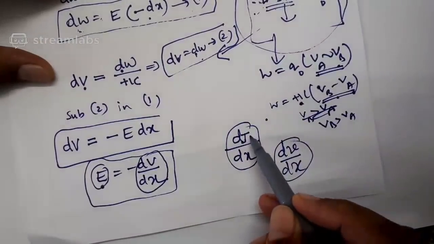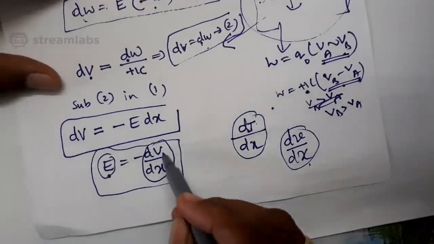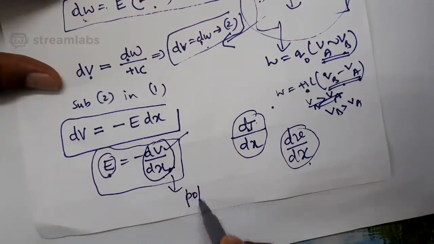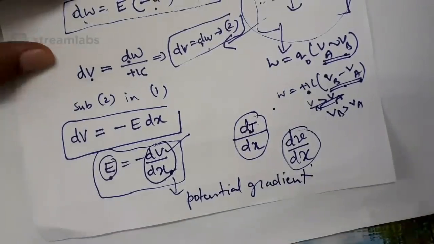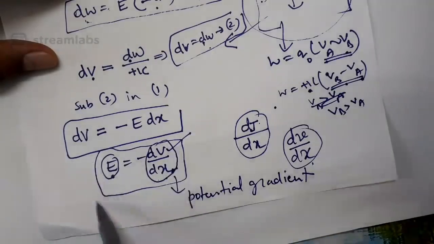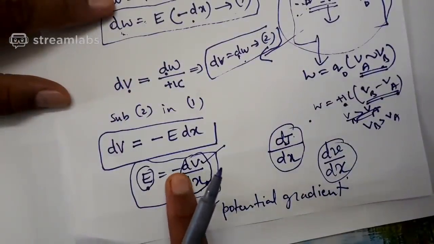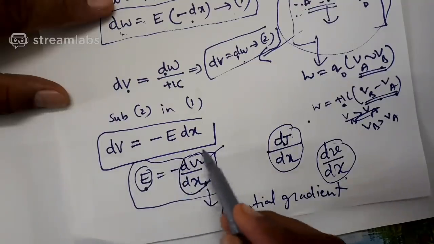Similarly, see, temperature gradient is a change in temperature with the distance. Velocity gradient is a change in velocity with the distance. Similarly, dV by dx is a change in potential with the distance. I can call dV by dx the potential gradient. E is an electric field. That means I can now read the entire equation somewhat like this: electric field is equal to negative of the potential gradient. How do you read this? Electric field is equal to negative of the potential gradient.